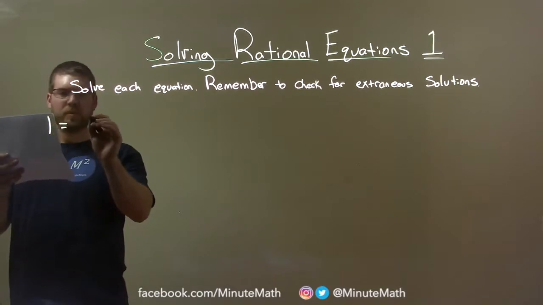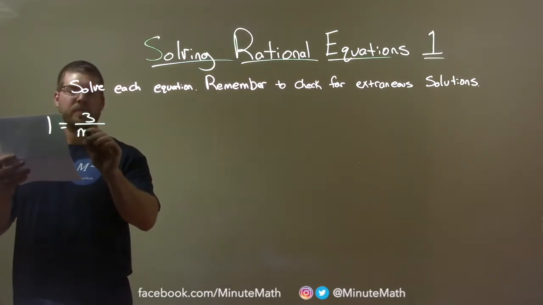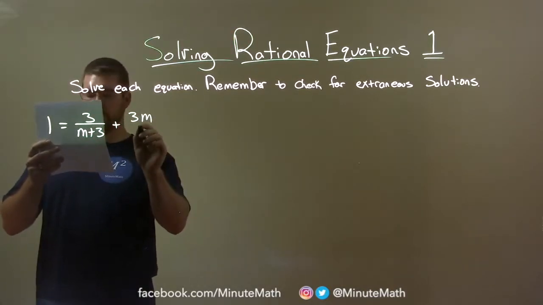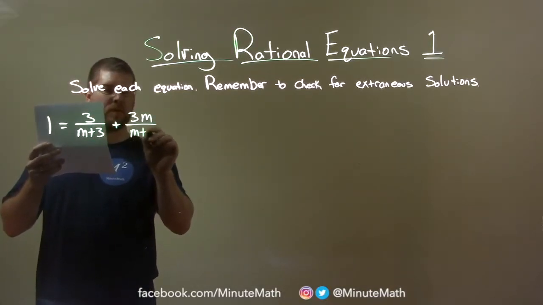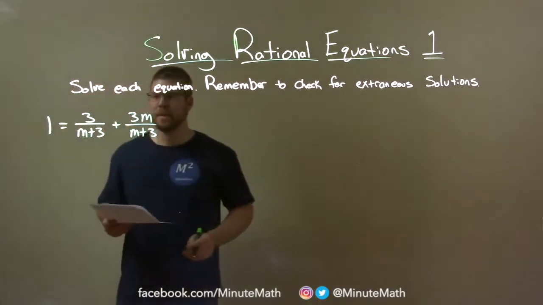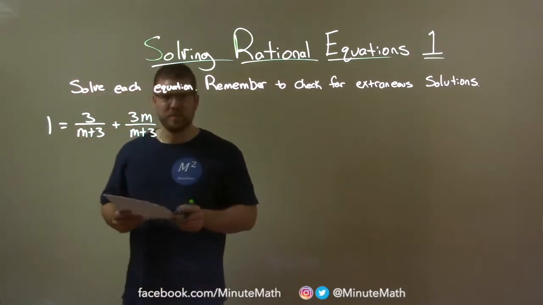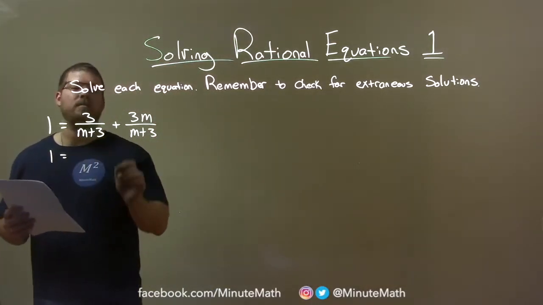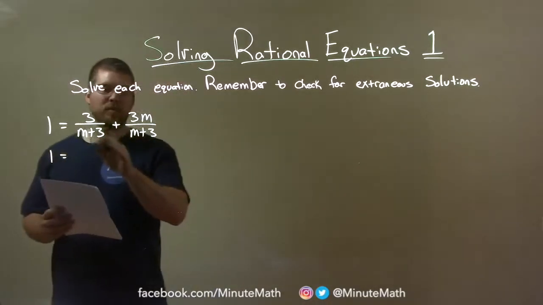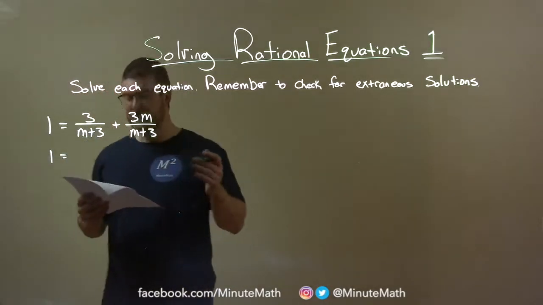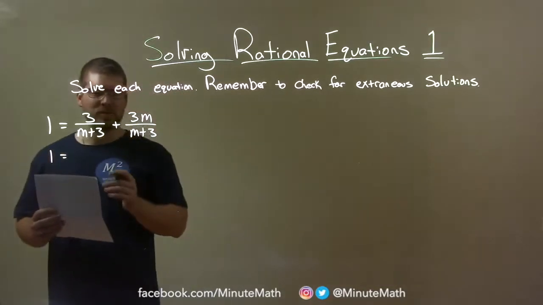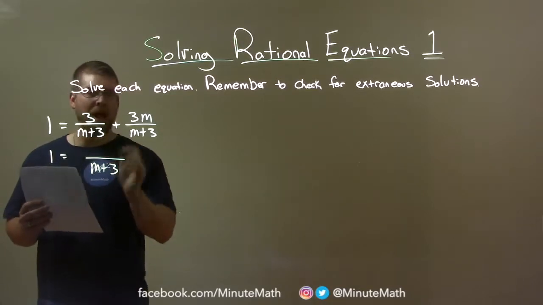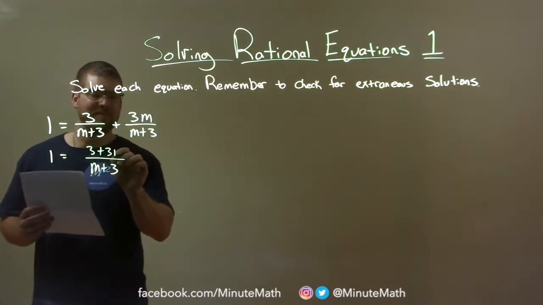1 equals 3 over m plus 3, plus 3m over m plus 3. Okay, this one's actually fairly simple for the time being. The left-hand side, I can leave as a 1 for right now. The right-hand side, we have m plus 3 and m plus 3, the same denominator, so we can just add them together right now. Since we have the same denominator, we have m plus 3 here. We add the numerators, 3 plus 3m.